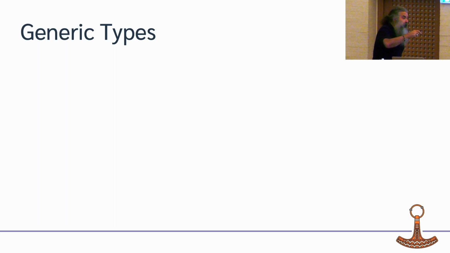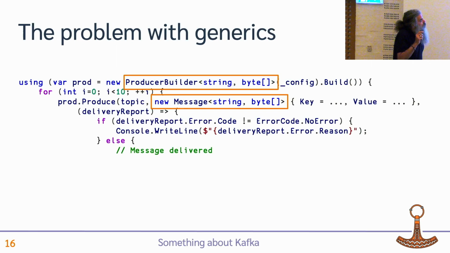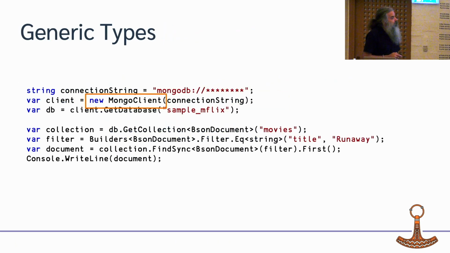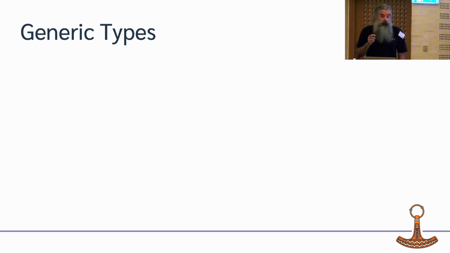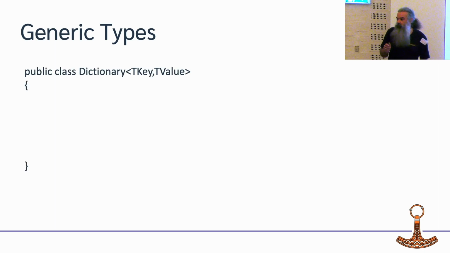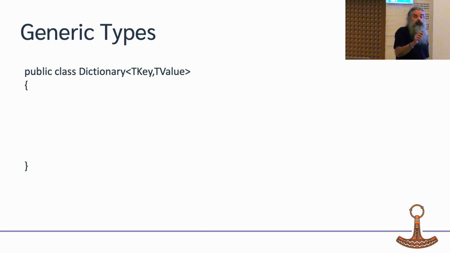Generic types are a very similar thing, and we saw examples of those earlier in Stefan's slide. We've got a producer builder, which is a generic type, and in the Mongo example, we have this builders, which is a generic type. One of the .NET generic types that you will perhaps see before you see any other is the dictionary type, which is essentially a generic type implementing name-value pairs, except they're not names, they're keys. And the value can typically be of any single type.